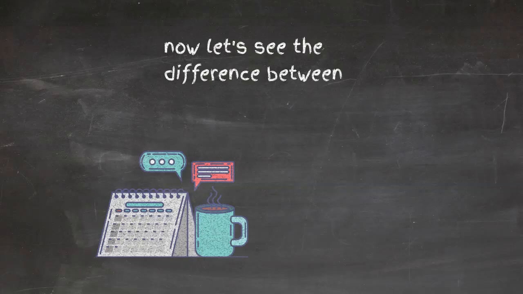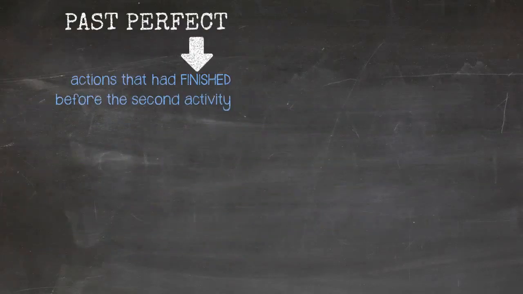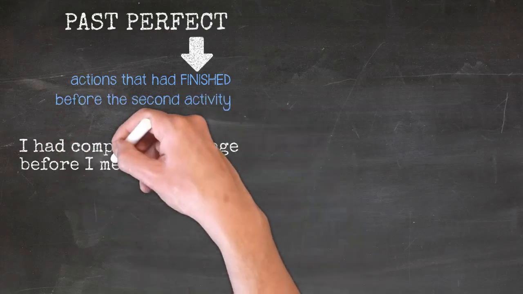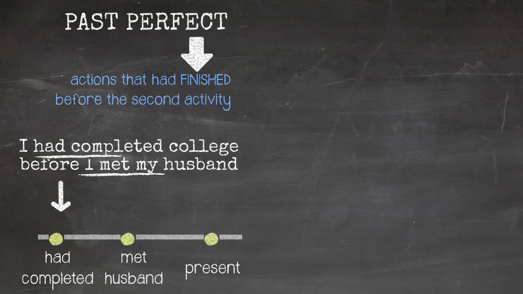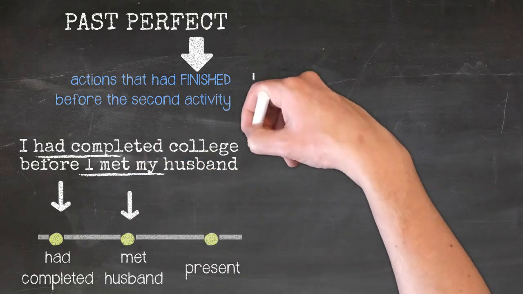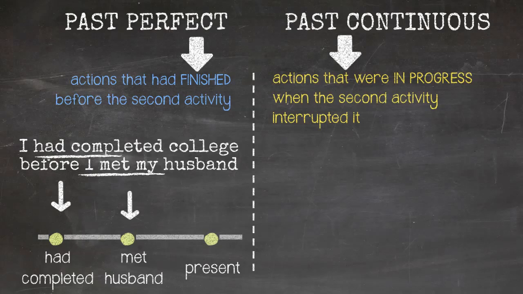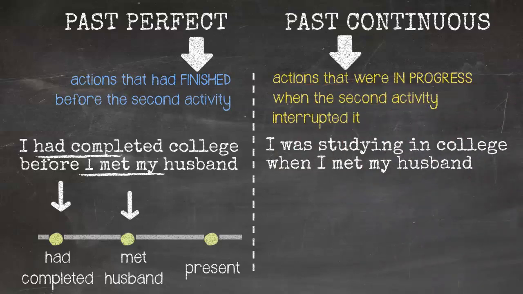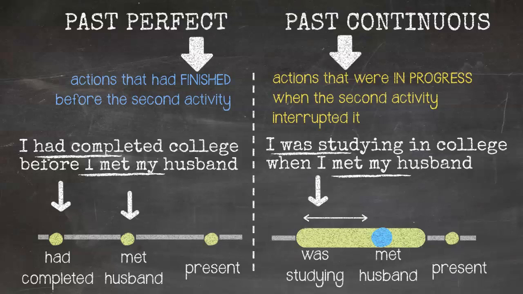Now let's see the difference between past perfect and past continuous. We use the past perfect for actions that were finished before the second activity. For example, I'd completed college before I met my husband. I'd completed college was completed before I met my husband. We use the past continuous for actions that were in progress when the second activity interrupted it. For example, I was studying in college when I met my husband. I was studying was in progress first before I met my husband.